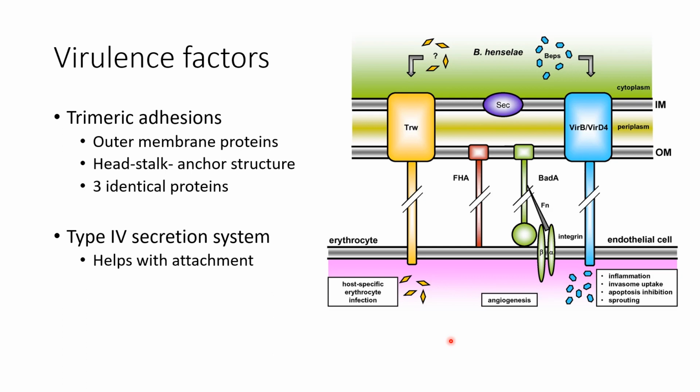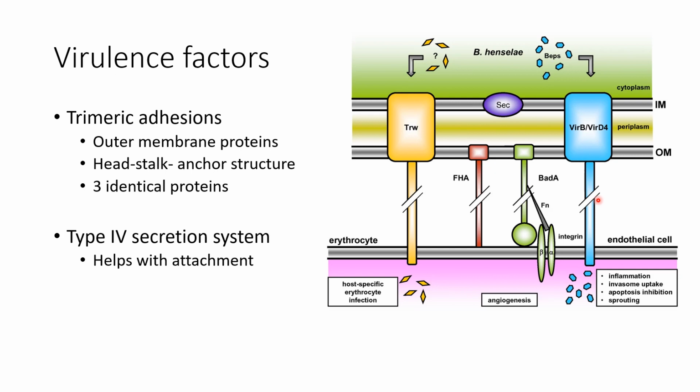And BadA binds to the extracellular matrix, and during the assembly of the adhesins that are secreted, the membrane anchor forms a pore into the outer membrane, which is right here. And the head and stalk are transported through the pore onto the cell surface, and the C-terminal locks the pore, and this inhibits phagocytosis. FHA also helps with the adhesion and attachment.